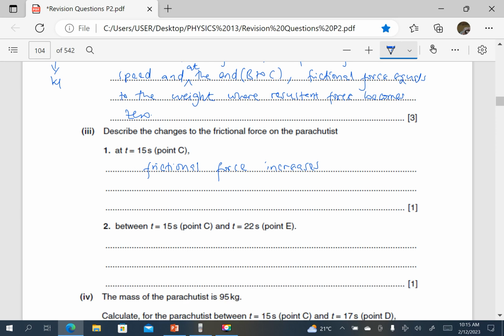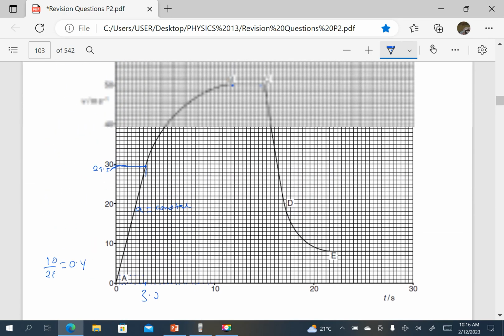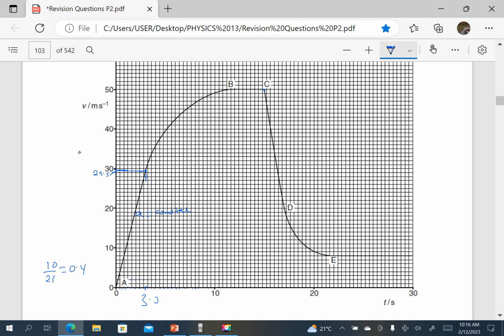Then between t equals 15 seconds and t equals 22 seconds, that is at point E, between point C and point E, describe the changes to the frictional force on the parachutist. Here again, you see that it is a straight line between C up to around closer to D. That means the frictional force, of course, has increased, but is constant. That's why there's a decrease in speed. Frictional force increased at C, but now it is constant because it's a straight line.